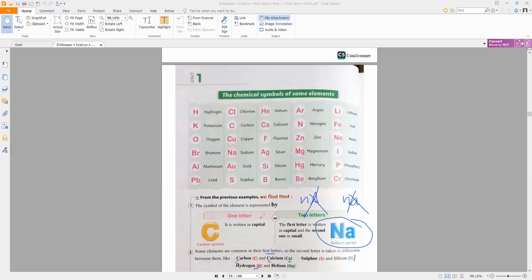You must know this table well. I can ask you fluorine. What is the symbol of fluorine? You will tell me F. Magnesium Mg, chromium Cr, sulfur S, hydrogen H. So you must know these elements well.